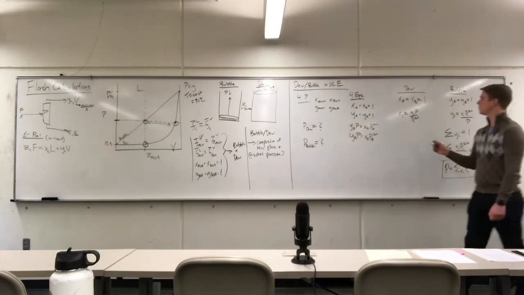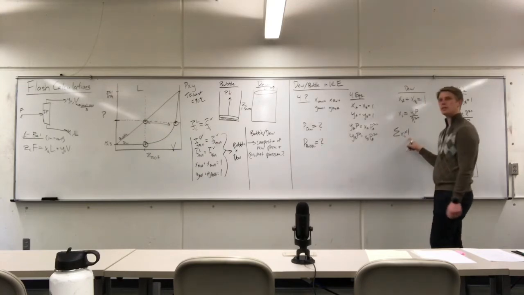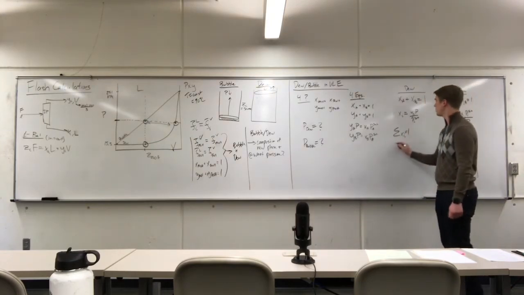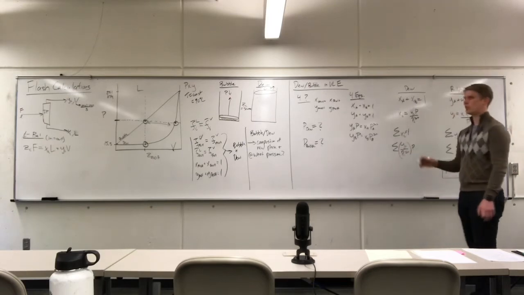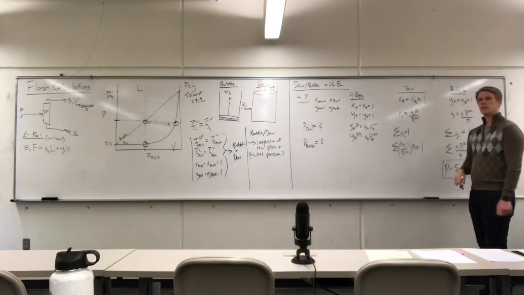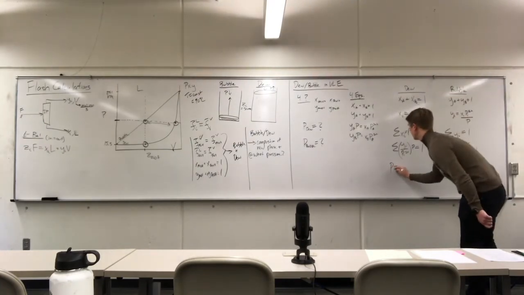Same thing can be done with the dew curve. The output just looks a little bit different. Summation of the mole fractions in the liquid phase is equal to 1. Substituting in my Raoult's law. I just wrote it a little bit differently, because then you have to do a little bit of flipping around.